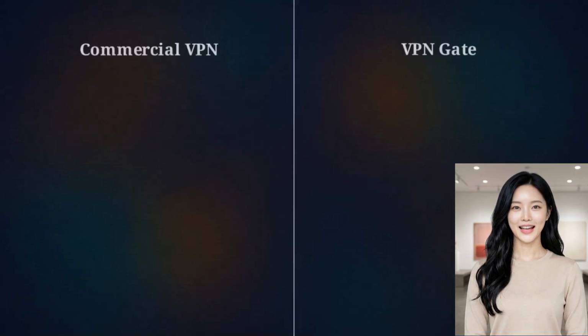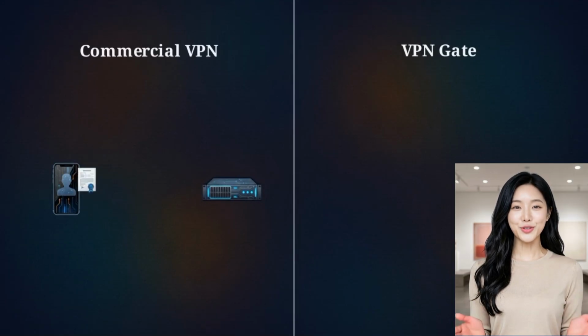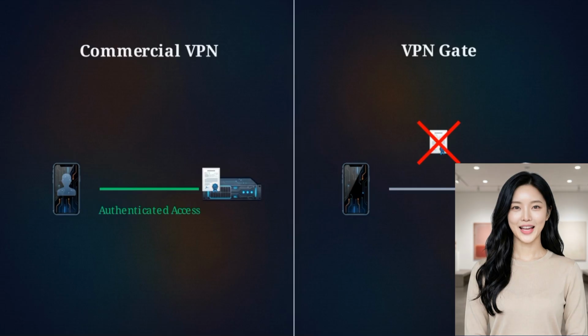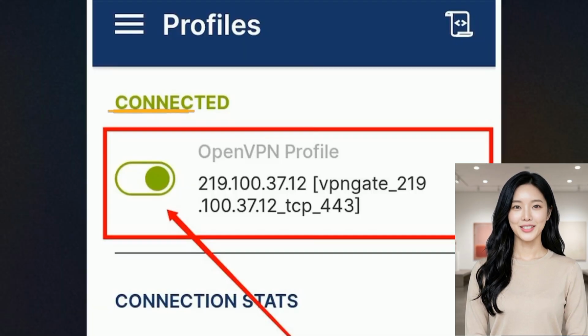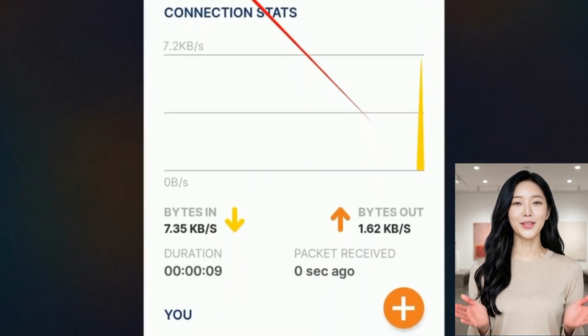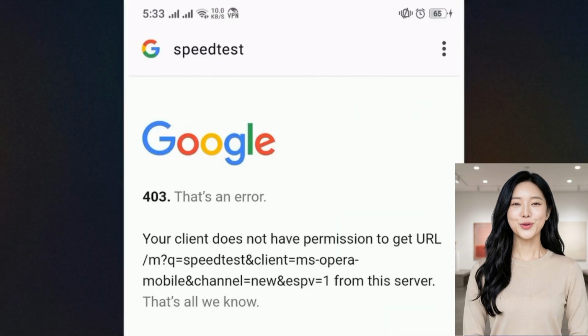Standard commercial VPNs use client certificates to authenticate paying users. Because VPN Gate operates on an open peer-to-peer architecture without accounts, bypassing this certificate check is a necessary step to access the network. Check your screen. You should now see a green Connected status, along with live metrics confirming your data is actively flowing through the encrypted tunnel.